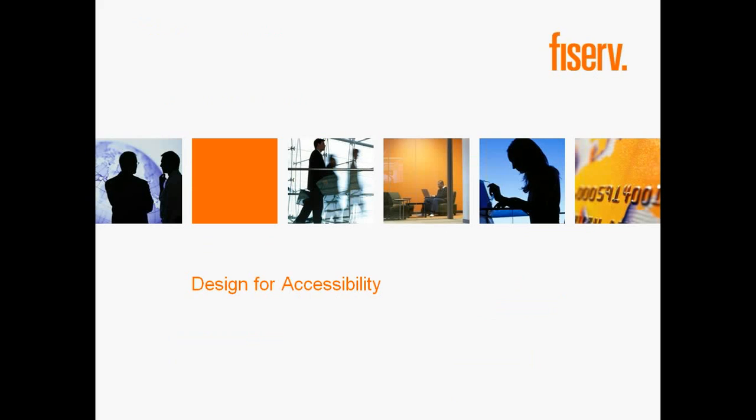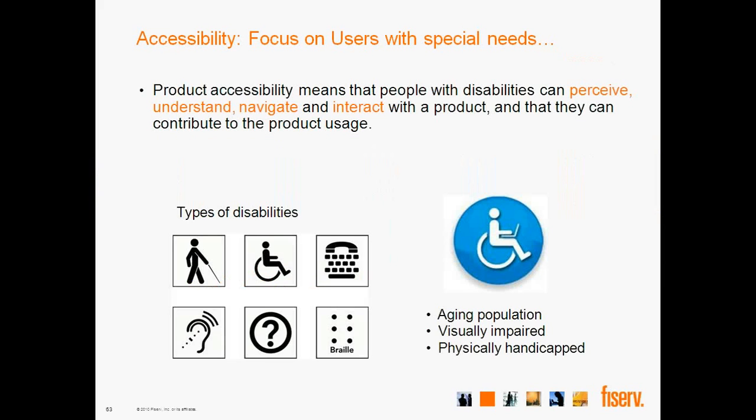Design for accessibility, and we are on slide number 63. This is a very important aspect called accessibility or design for accessibility. We need to understand that all users do not have quote unquote normal needs. They have some special needs, and product accessibility or software accessibility means even the people who have these challenges or disabilities can perform, understand, navigate, and interact with the product.